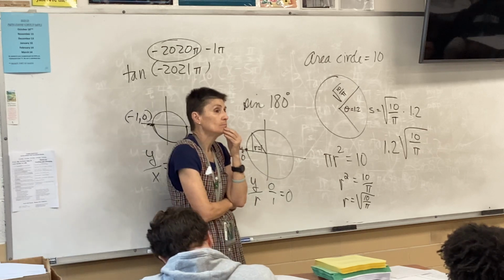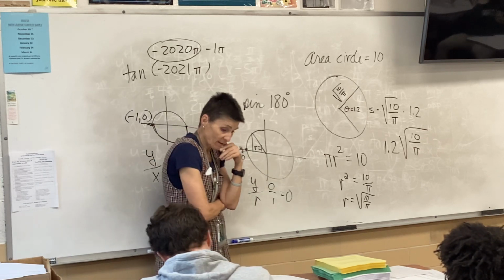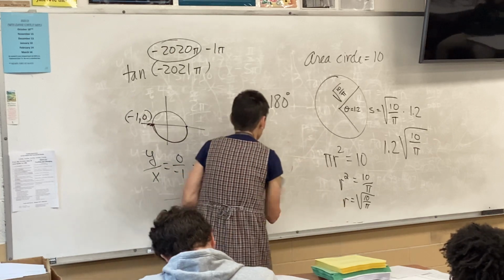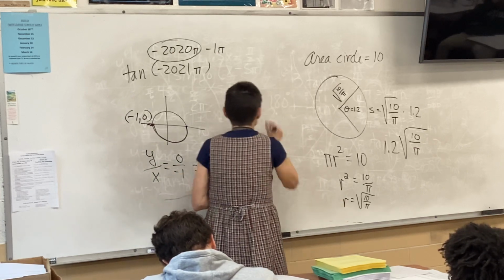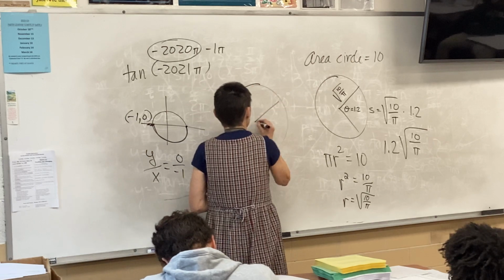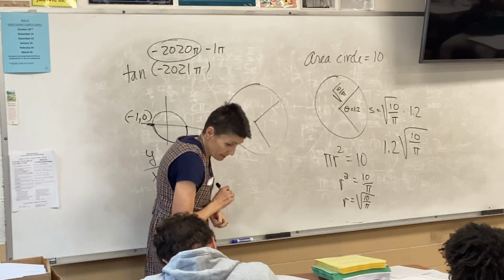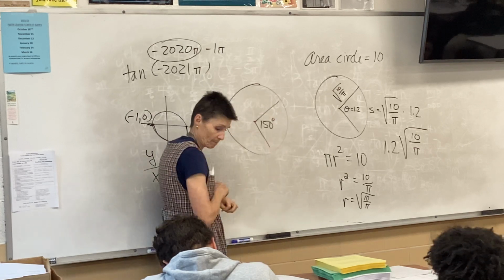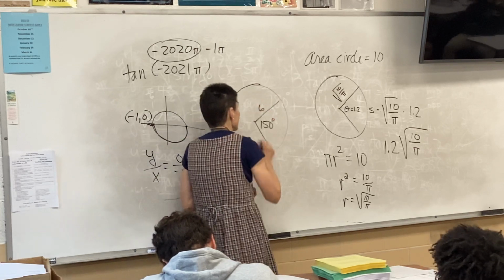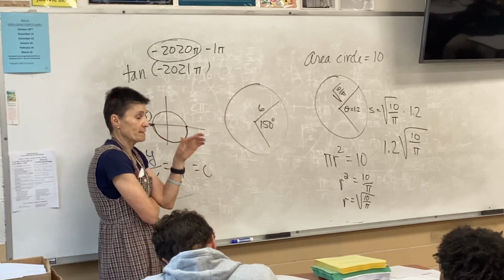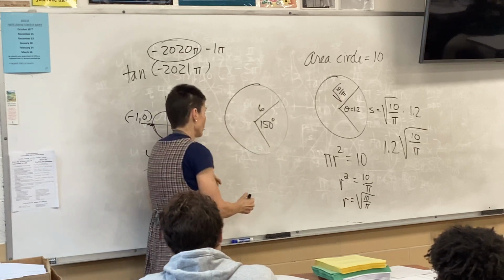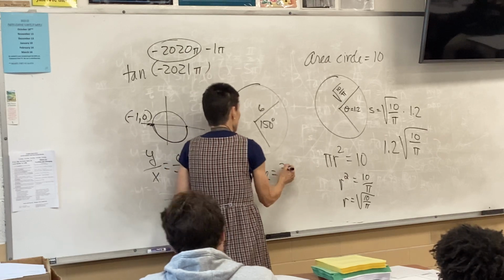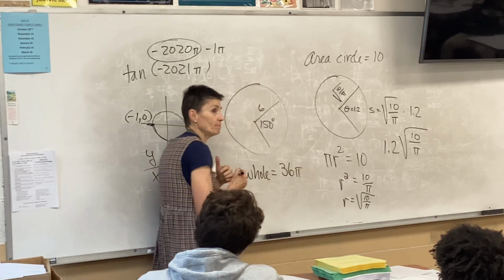Test. Find the area of the shaded region. So, in other words, find the area of the sector, if the angle is 150 degrees and the radius is 6. What's the area of the whole circle? Wouldn't the area of the whole circle be 36 pi?